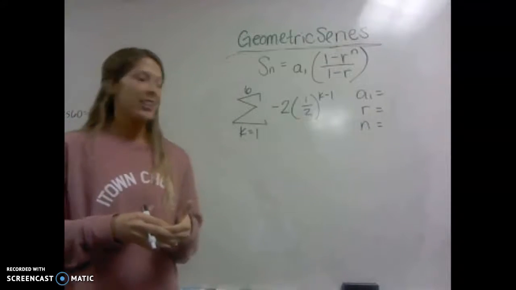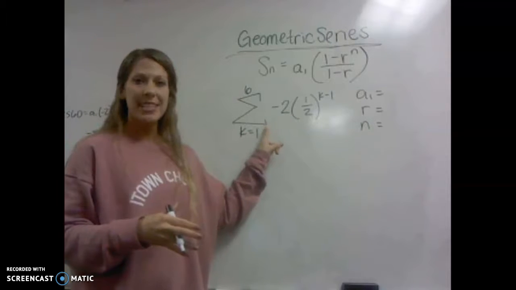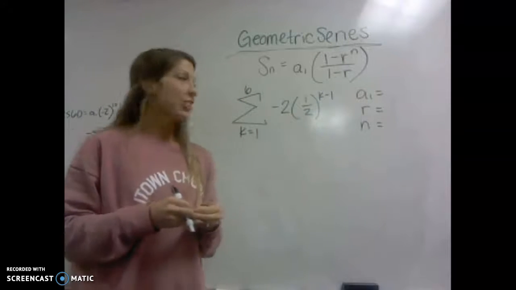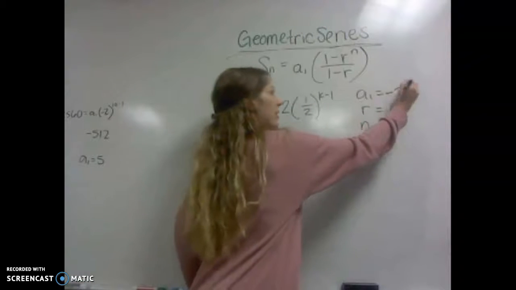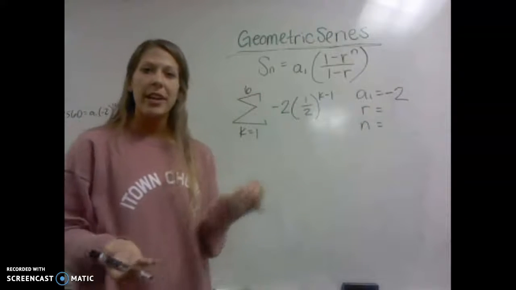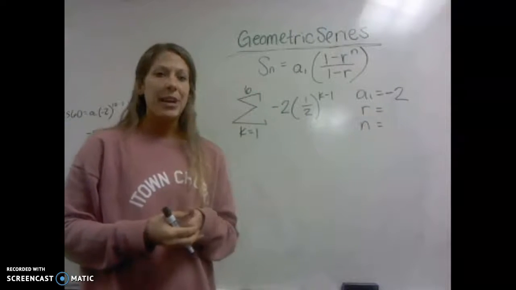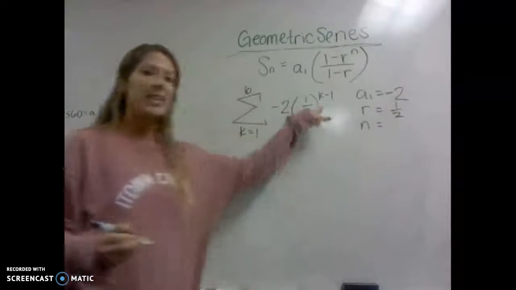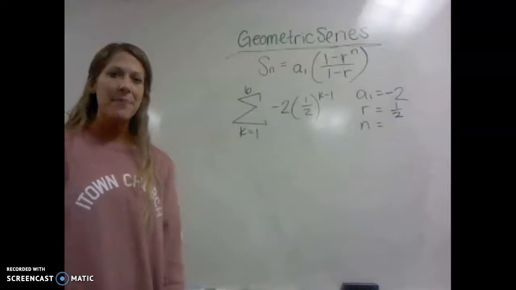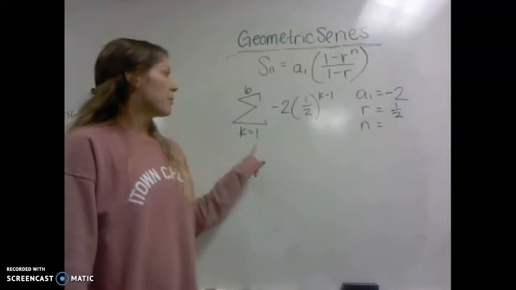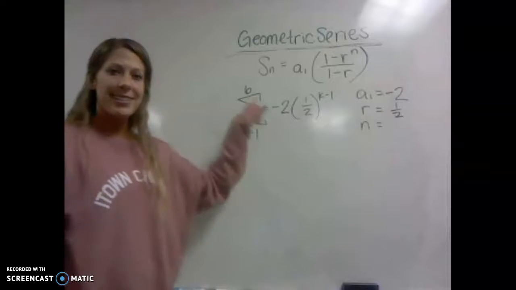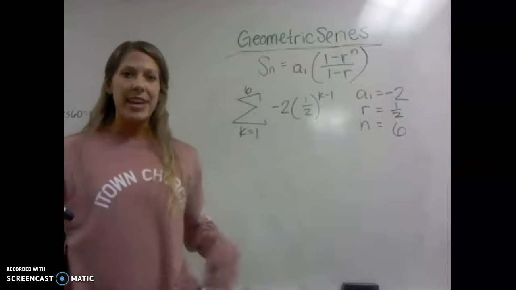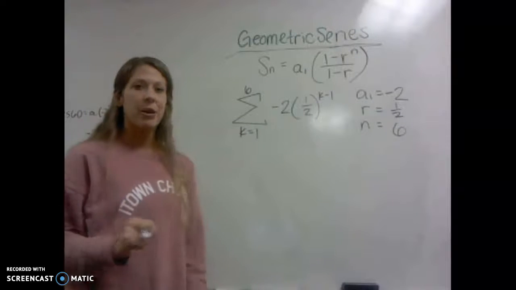Again, it's a geometric series because of the sigma, geometric because it's exponential. Our first term is negative 2. So that's what you get if you plug in a 1. Our common ratio is 1/2. We know that because that's what's being raised to that exponent. And the number of terms is 6. We're going from 1 to 6, so there are 6 terms. Once you have those 3 things, you're good to start plugging it into the formula.